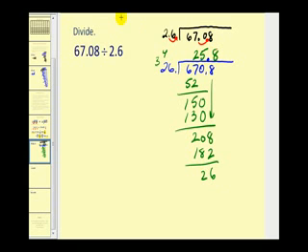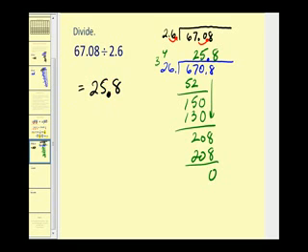So we put an 8 here, and then erase this. Now we'll multiply. 8 times 6 is 48. Carry the 4. 8 times 2 is 16, plus 4, that'd be 20. And we have a remainder of 0. Therefore, our quotient is 25 and 8/10.